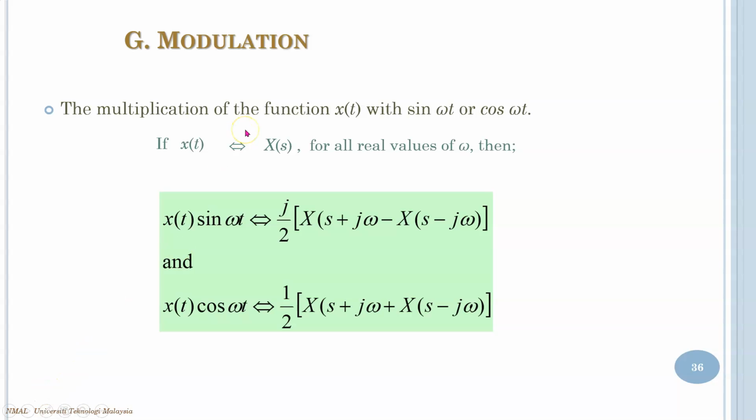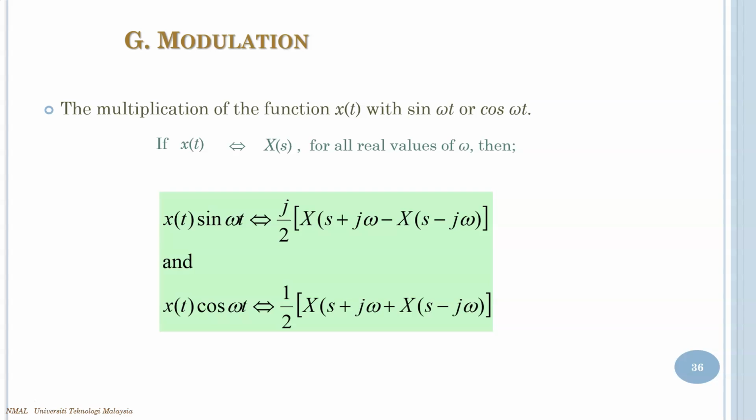For the modulation, this is the multiplication of the function x(t) with sine omega t or cos omega t. So if there is a function x(t) and its Laplace transform is X(s) for all real values of omega, then if x(t) is multiplied by sine omega t, okay, this is different from the Laplace transform pairs of cosine and sine.